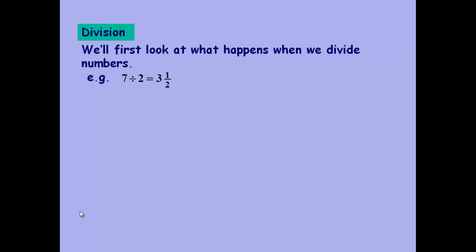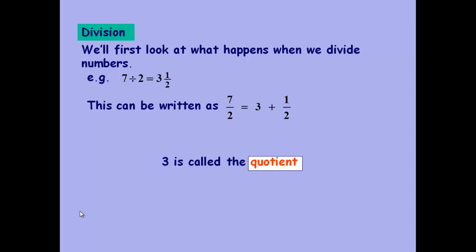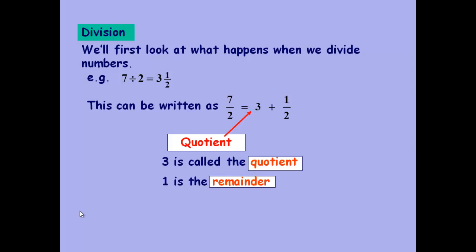Let's have a look at dividing numbers first. Say dividing 7 by 2. Well, we know we get 3.5. And we can write this like this. We call 3 the quotient, the whole number element. We can basically get 3 lots of 2 in 7, and there's a bit left over, isn't it? And the bit left over we call the remainder, which is 1.